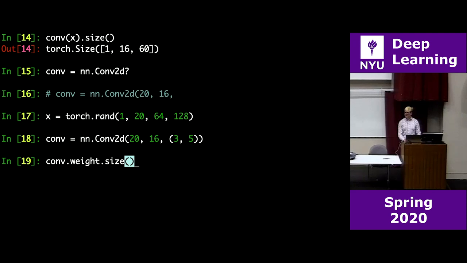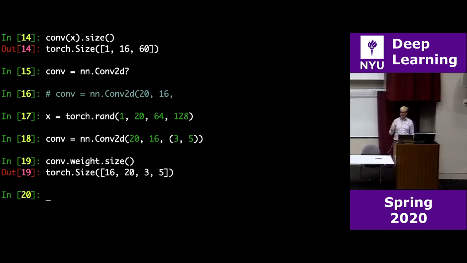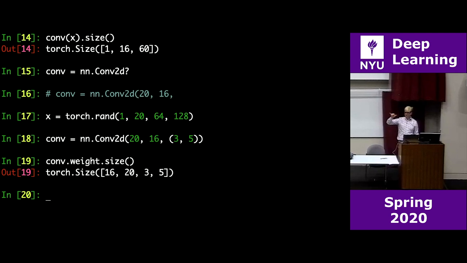20 channels is the channels of the input data, right? So you have how many kernels here? 16, right? There you go. You have 16 kernels, which have 20 channels, such that they can lay over the input 3x5, right? Thin, like short but large. Okay, so what is going to be my convolution on X sized?